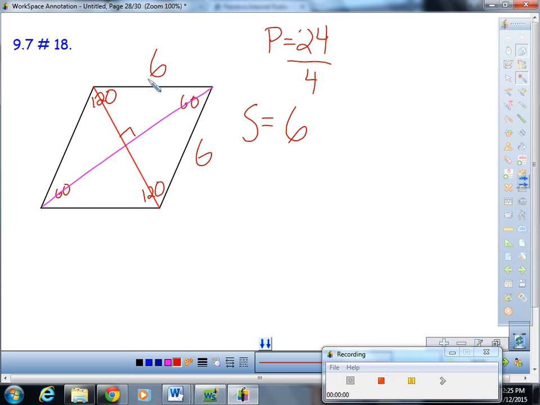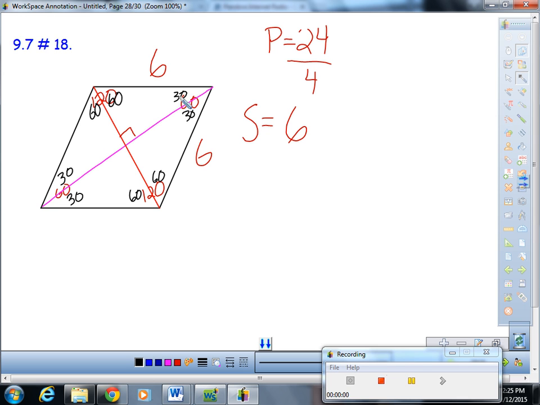Alright, so now we just got to make a notation of what these triangle angles would be. Remember that the diagonals of a rhombus bisect the angles. Remember when I told you you were going to have to remember those things? Well, here you go. Alright, so we have the hypotenuse.